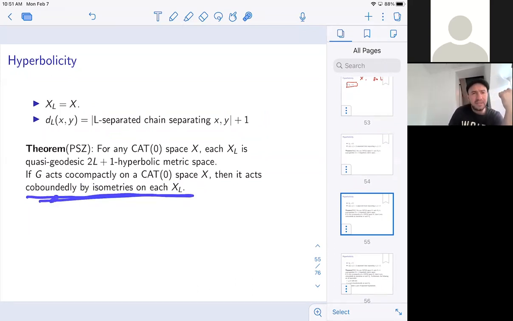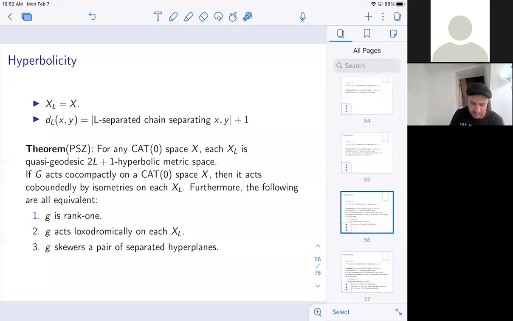And this point is obvious because this XL is the same as X, but the distance is smaller, right? So if you acted co-boundedly on X, you better act co-boundedly on XL because it's the same set. It's just the distance got smaller.